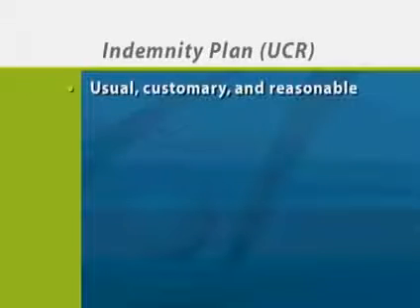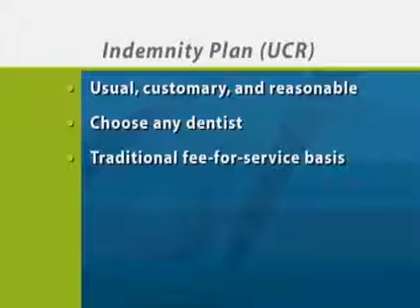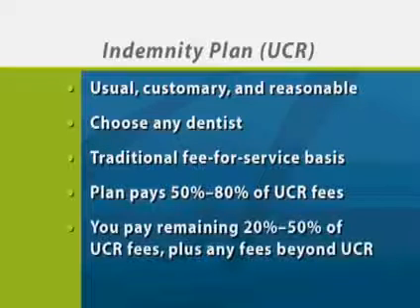The most common insurance programs are indemnity or UCR plans. The initials UCR stand for usual, customary, and reasonable. In these plans, you may find a dentist of your choice, and the dentist is paid on a traditional fee-for-service basis. You or your employer pays monthly premiums to the insurance company. And then the insurance plan pays 50 to 80% of their UCR fees, leaving you to pay 20 to 50% of the remaining UCR fees, plus any remaining fees that the insurance plan's UCR fees don't cover.